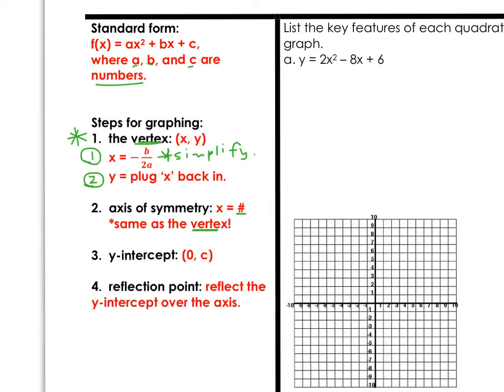Step 3, finding the y-intercept. This doesn't involve any work either. The y-intercept is always going to be the constant at the end of the equation that doesn't have an x with it. The other two, if you plugged in 0 for x, would just cancel out anyway. And then what you do with the y-intercept and the axis of symmetry is you create a reflection point. You're going to reflect the y-intercept over the axis of symmetry and plot that on the other side. That should give you enough information to sketch the parabola through the points.